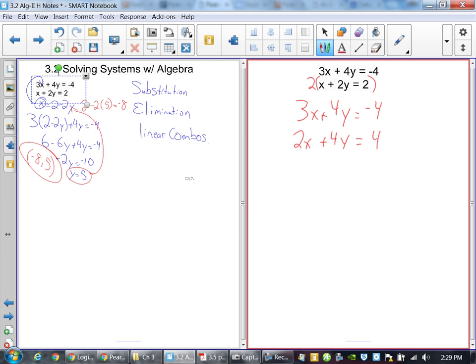Now I have same coefficients, same signs, excuse me. How could I eliminate 4y? So what would I have to do to the two equations? Subtraction. So I'd split this into 3 subtraction problems.